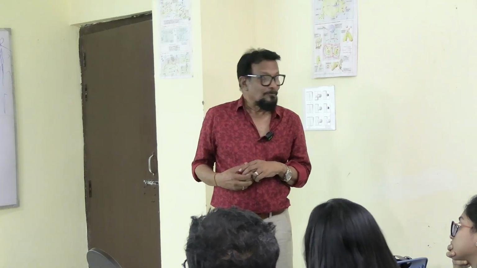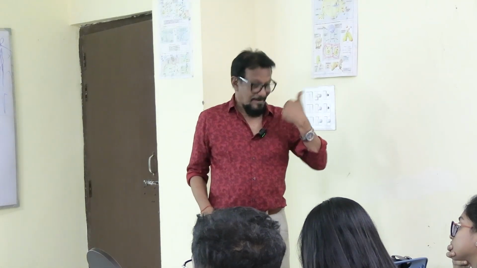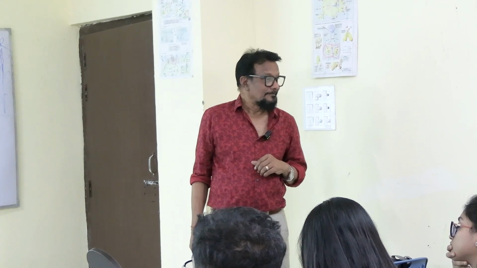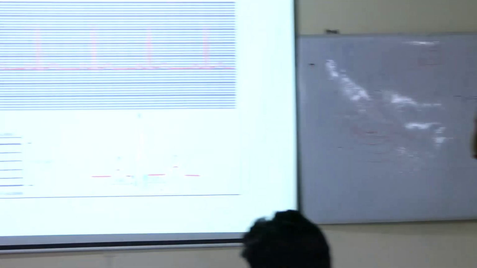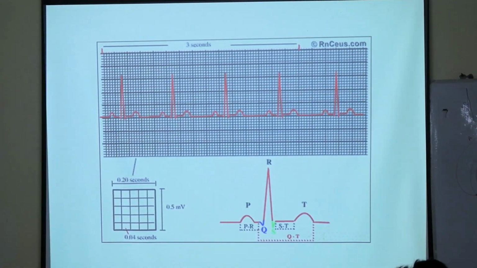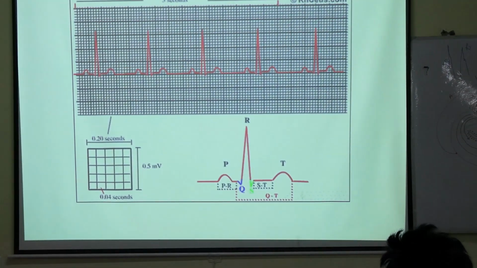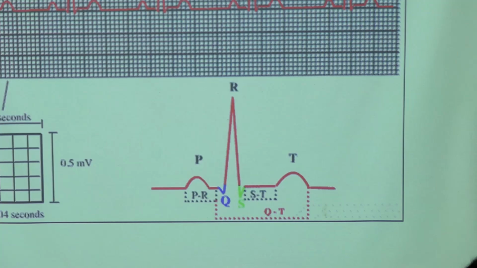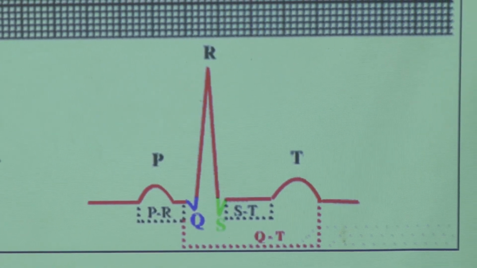Important when we are diagnosing heart block, meaning AV block. Then another interval is QT. What is the QT? From the beginning of the Q wave to the end of the T wave. What is the significance of this QT interval?